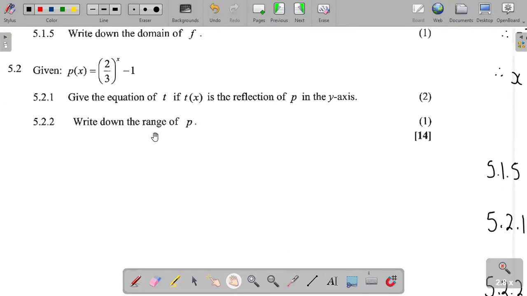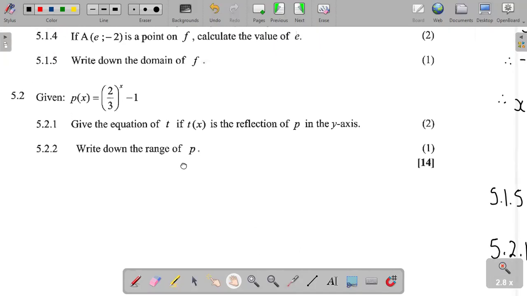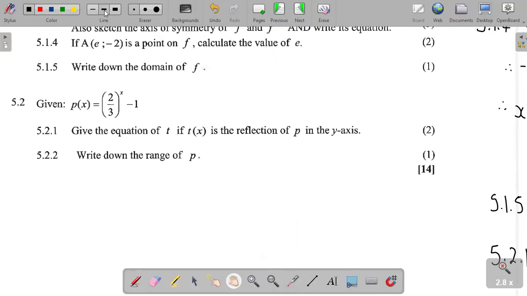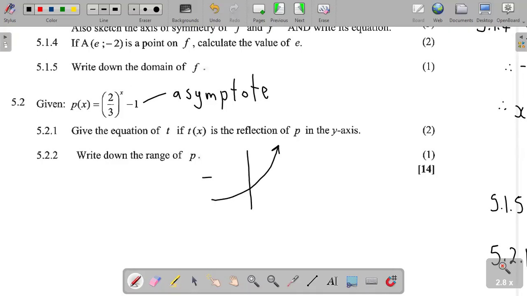Okay. Write down the range of p. Okay, so the asymptote here, this is going to be the what? The asymptote, okay? So if it's positive, it means that it will go like this, isn't it? And the asymptote here will be a negative 1. So it will never touch a negative 1, but it will go up. And it will cut at 0. Okay, cut at 0.